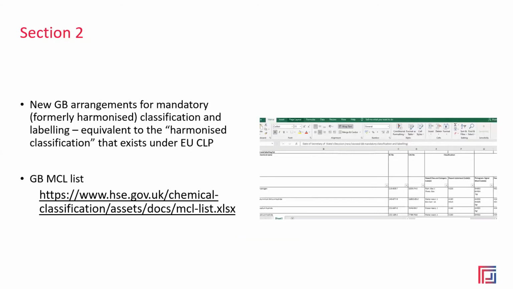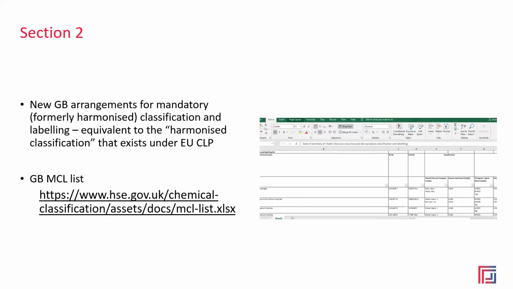From the 1st of January this year, Great Britain mandatory classification and labeling, or GB MCL, replaced the EU harmonized classification and labeling system, and Great Britain made its own decision about mandatory classification and labeling. All of the existing EU harmonized classification and labeling entries at the end of the transition period are kept as GB mandatory classification and labeling, and Great Britain suppliers need to comply with this list in the same way as they did for EU harmonized classification and labeling before.